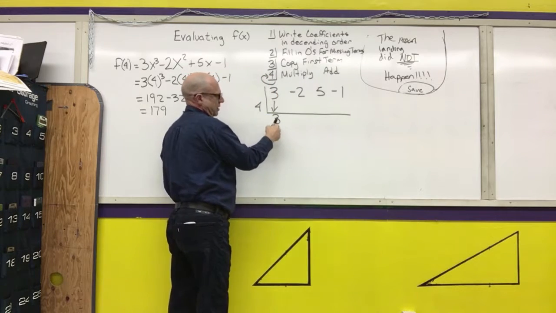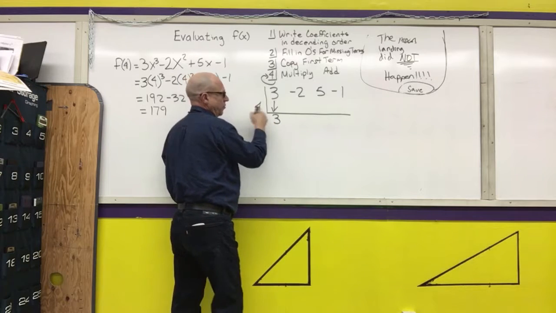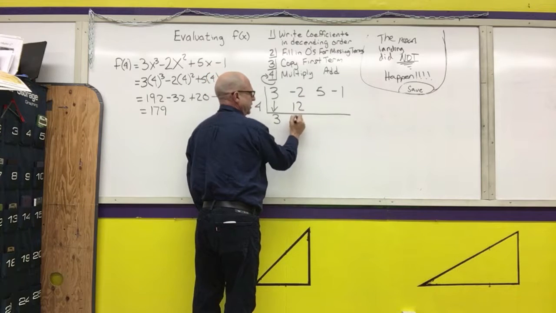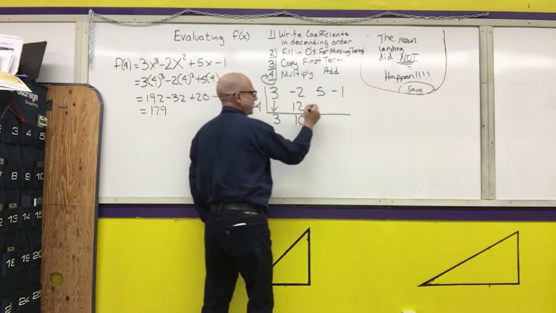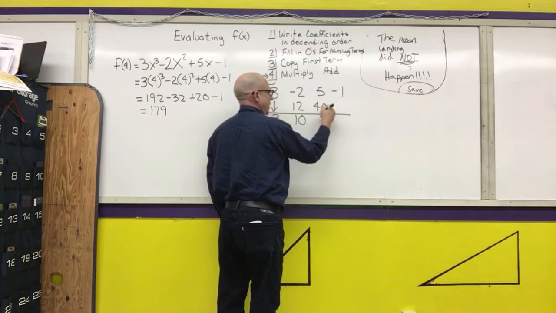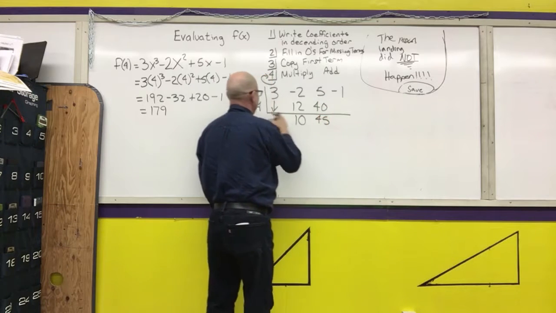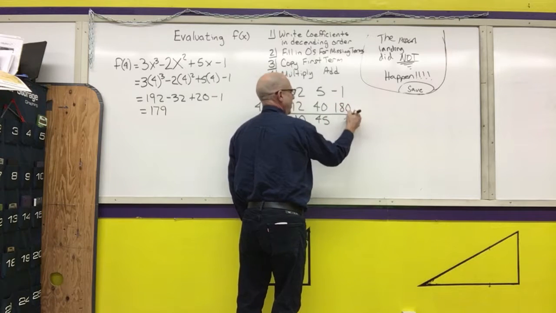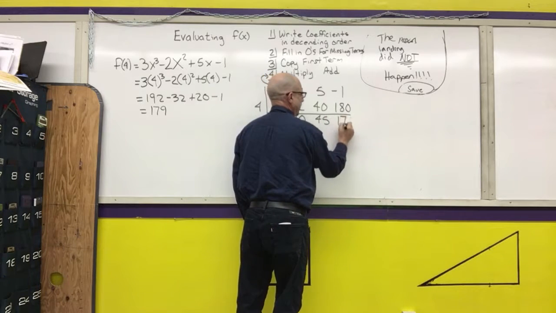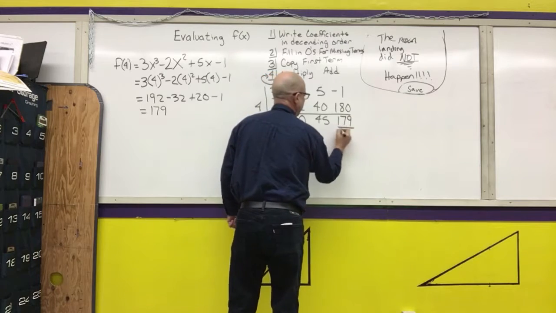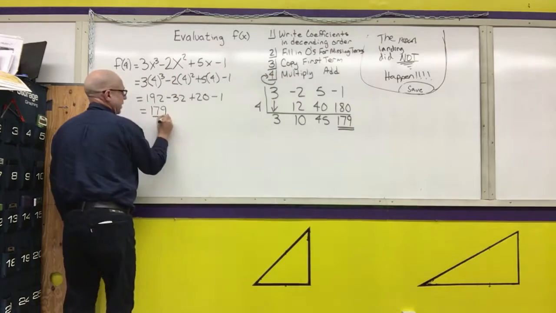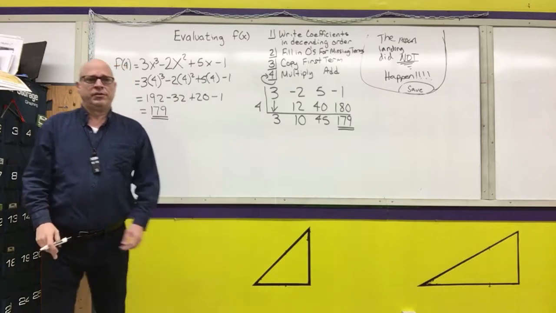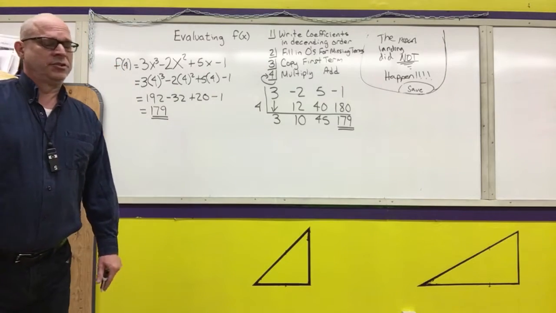You multiply the number that's here times what's out in front. 3 times 4 is 12. And then you add vertically. 12 minus 2 is 10. 4 times 10 is 40. 40 plus 5 is 45. 4 times 45 is 180. 180 minus 1 is 179. Notice that I got the exact same answer doing it both ways, either direct substitution or synthetic substitution.